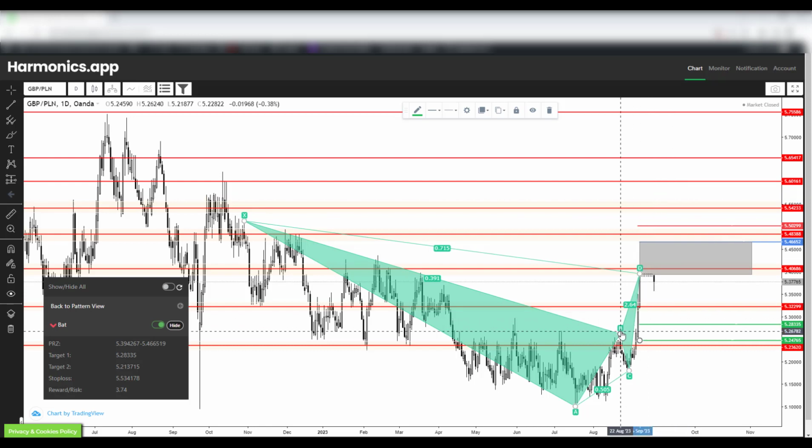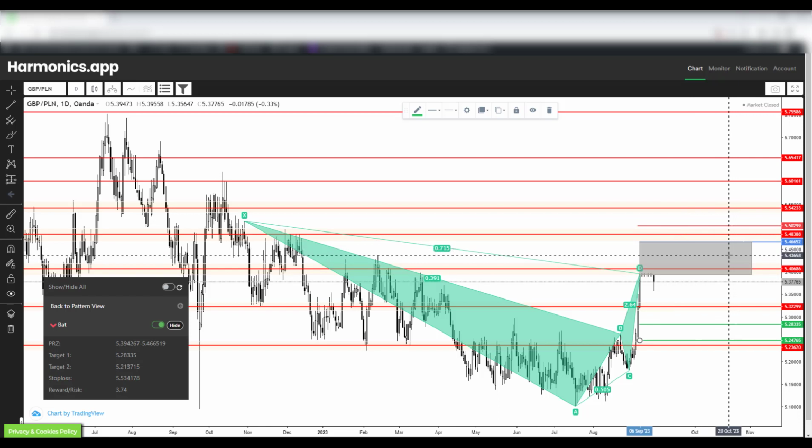So if the bat pattern, as it looks right now, for me it is a valid one, and I would expect that the price could reach this price level around 5.42 and then drop down. If the price reaches this price level here, I would also move my stop loss below the entry, just in case the price continues to rise and returns back up, making this bat pattern invalid.